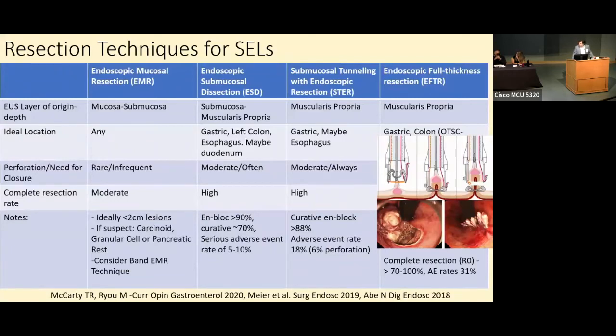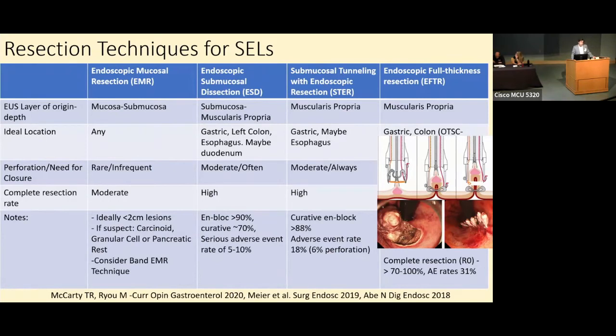Getting into the granular details of these techniques is outside the scope of this talk. But which technique you use will dictate the layer of origin. Again, that's where layer of origin is very important on EUS. So for mucosal, mostly mucosal, and to a lesser extent submucosal lesions, you can consider endoscopic mucosal resection. Ideally, it's done for lesions less than 2 centimeters. Examples would be carcinoid, granular cell, or perhaps even pancreatic rest. You can consider the band EMR technique to get a better resection.